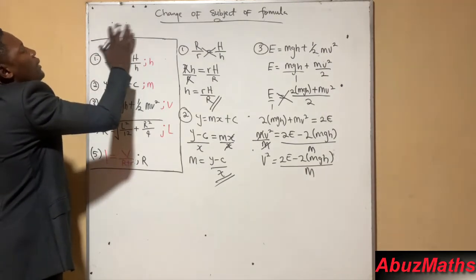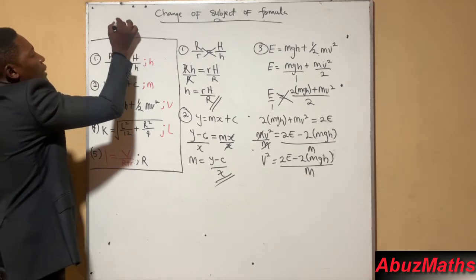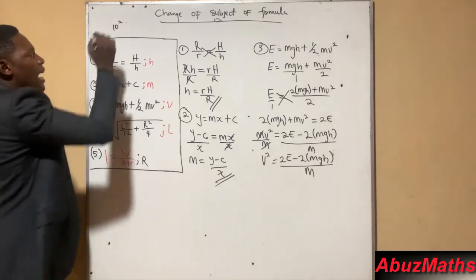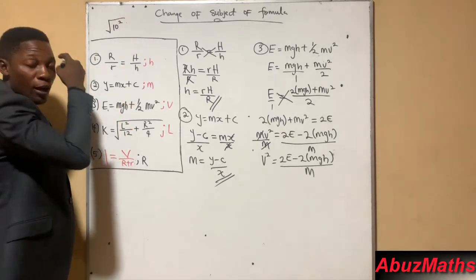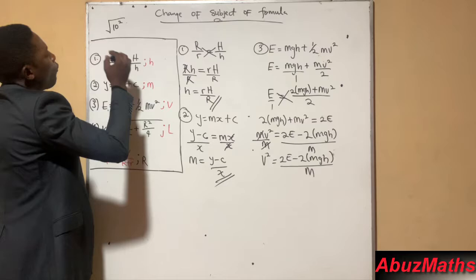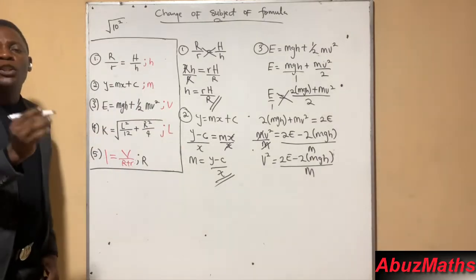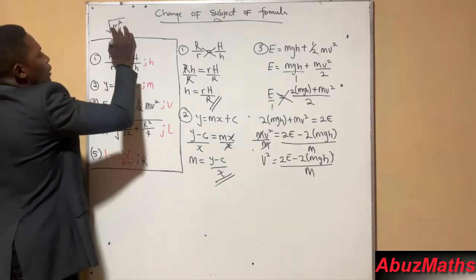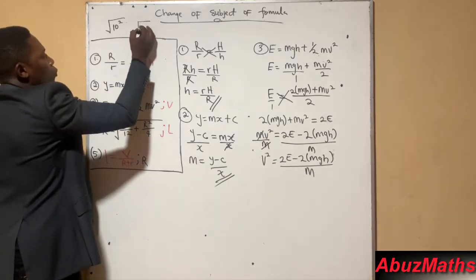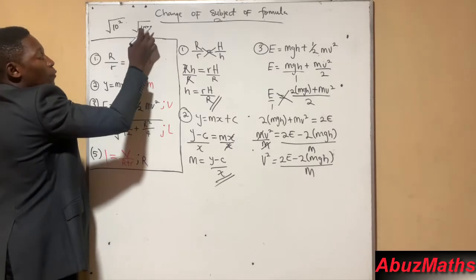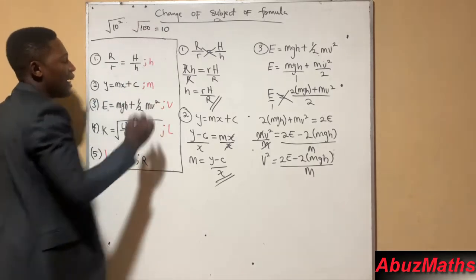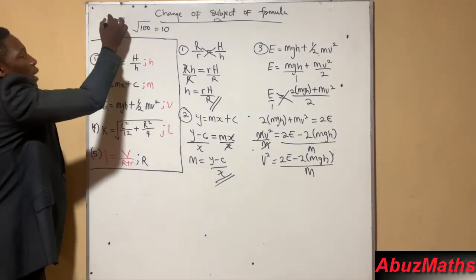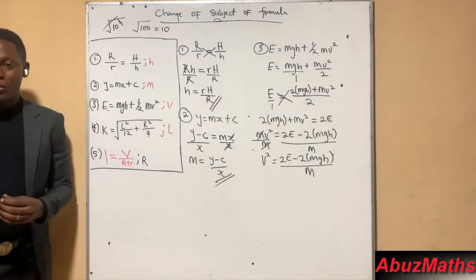Let me use the square since I'm working with the square now. If 10 is squared and I want to remove the square from 10, I put the square root. Is the square root of the square of 10 going to give me 10? Let's try it. 10 squared is 100, and the square root of 100 is 10. So you see, it works. So the square root cancels the square.